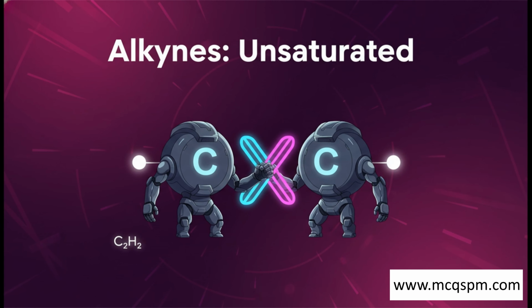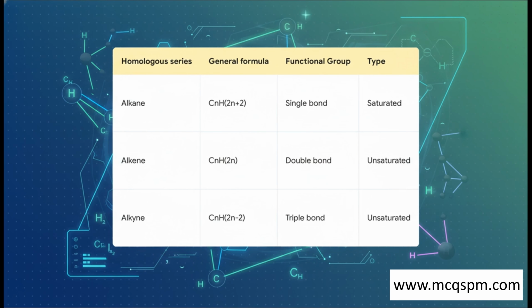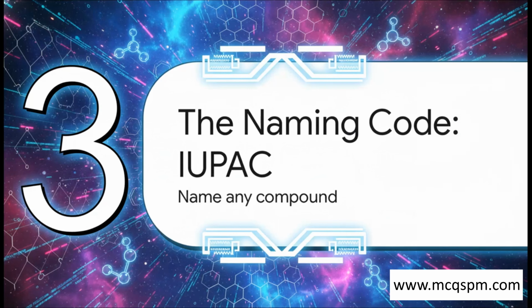And this table right here, this is your new best friend. It puts everything we just talked about together. Just look at the general formulas, the family DNA. See that beautiful pattern? For every handshake you add, from a single to a double or a double to a triple, you lose 2 hydrogens. CnH2n+2, then CnH2n, then CnH2n-2. This table is your cheat sheet. Burn it into your memory, and you've got a huge piece of the puzzle solved. Okay, we know the families, but how do we give each individual member a unique name?